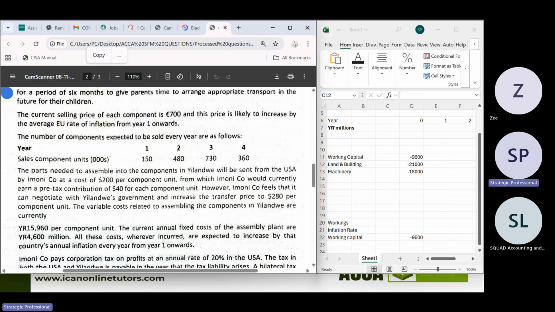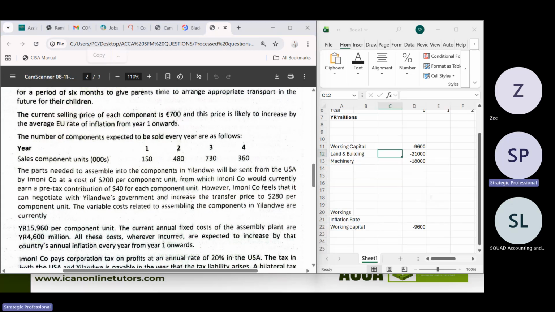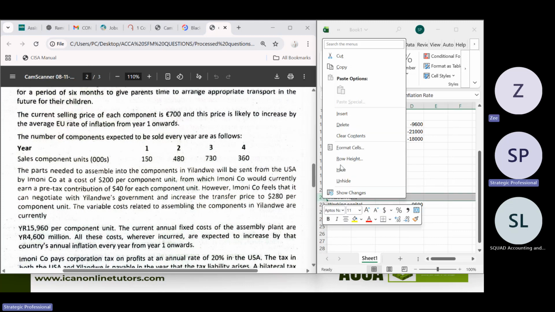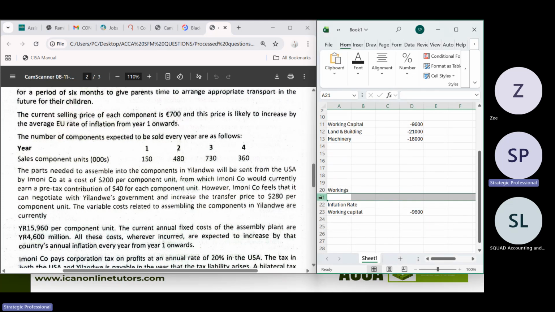So now they said the current selling price of each component is 700, and this price is likely to increase by the average EU rate of inflation from year one onward. They're just giving us inflation rates back to back. Now, the number of components expected to be sold every year is as follows: 150, 480, 730, and 360. I can also come here and start doing all those without wasting time.